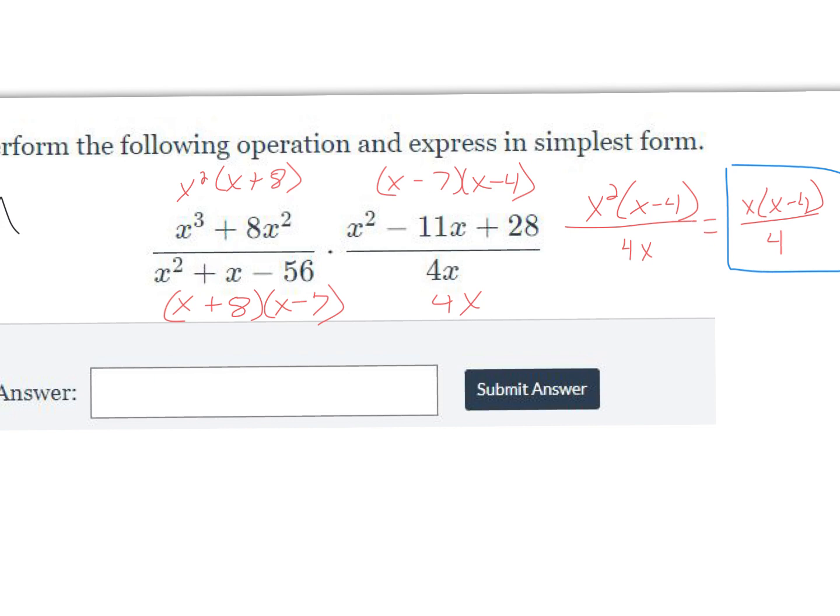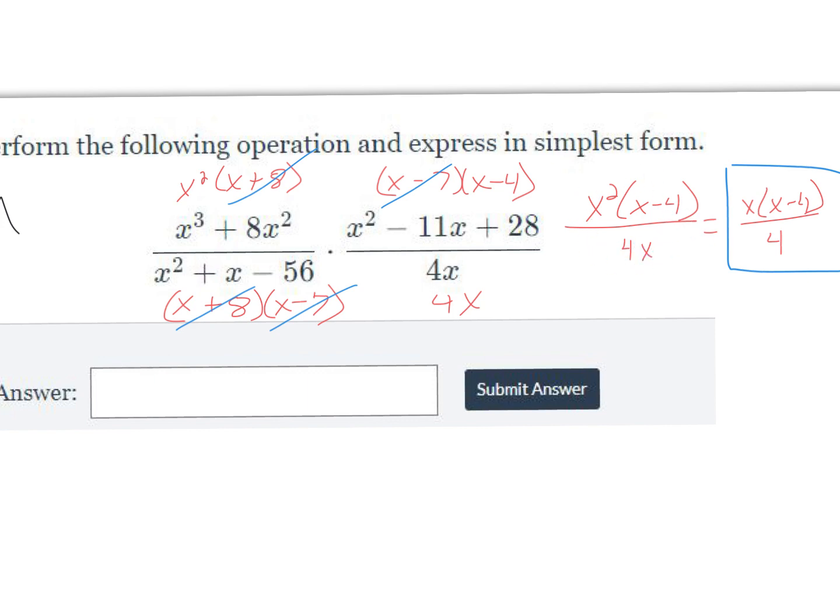and then we'll start looking for common factors that would cancel each other out. So for instance, in this one, this x plus 8 in the numerator and x plus 8 in this denominator will cancel each other out. Also, the x minus 7 in this numerator and the x minus 7 in this denominator would basically cancel each other out, and we would simply be left with the x squared times x minus 4 divided by 4x.